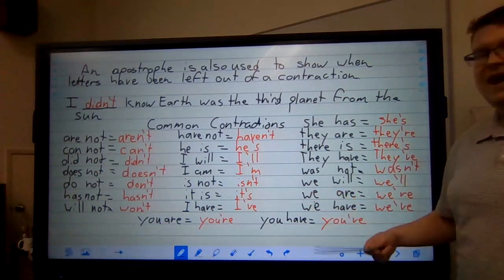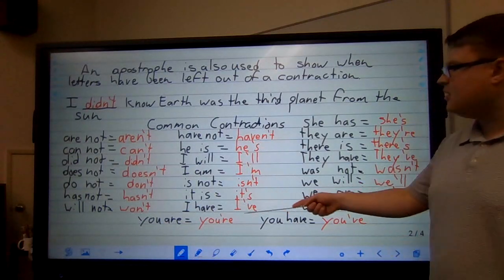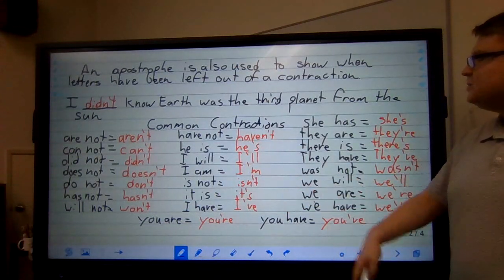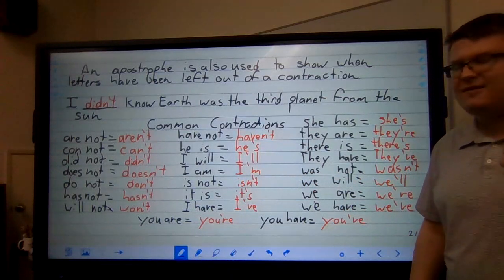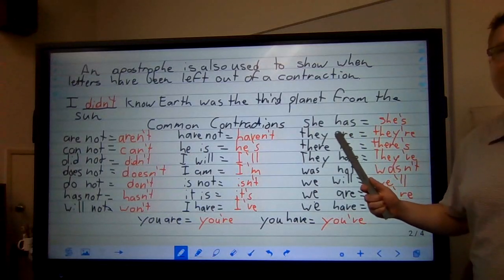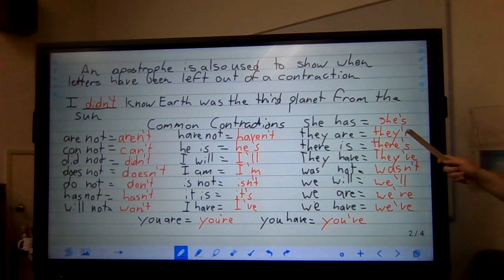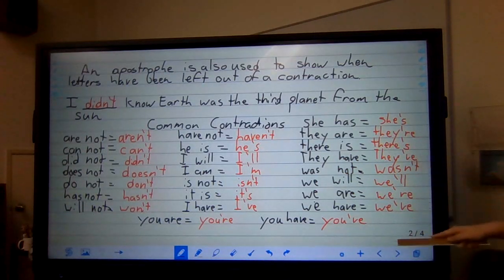It is becomes it's. Apostrophe between the T and the S. I have becomes I've. Apostrophe between the I and the V. She has becomes she's. Apostrophe between the E and the S. They are becomes they're. Apostrophe between the Y and the R. There is becomes there's. Apostrophe between the E and the S. They have becomes they've. Apostrophe between the Y and the V.